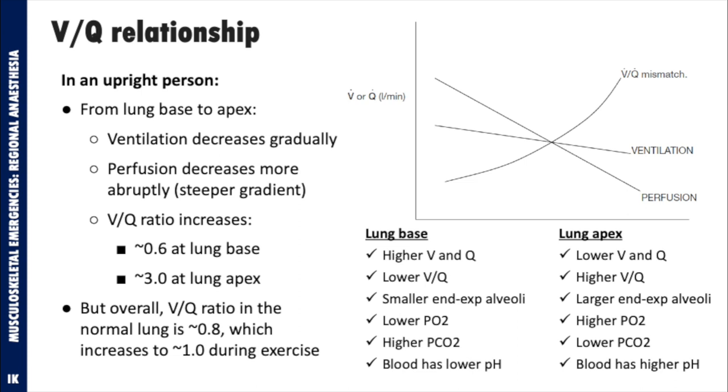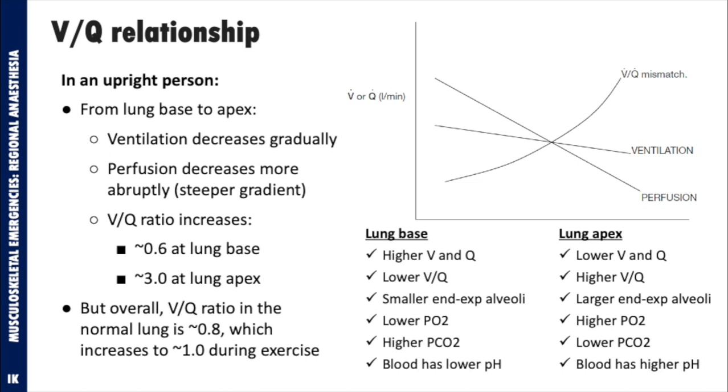So because of that, if you take V over Q, you'll see the VQ curve going upwards like this. Ventilation over perfusion won't be a straight line because the way they drop is not the same. It creates this line. So VQ ratio increases. At the base, it is low, which is 0.6. At the apex, it is high, which is 3. So when you go from the base to the apex, three things happen. Ventilation drops slowly, perfusion drops a lot more quickly, and VQ ratio increases.